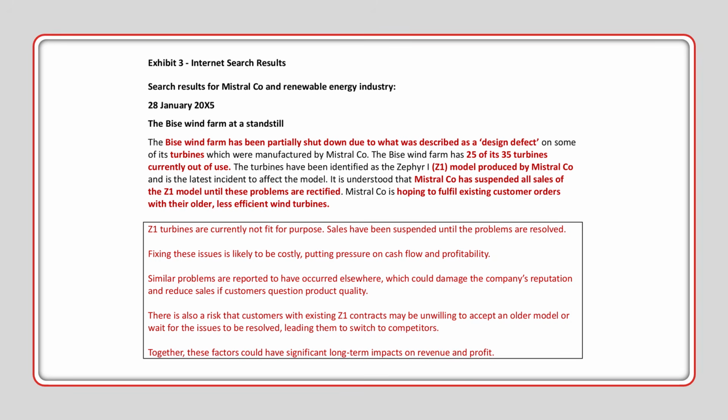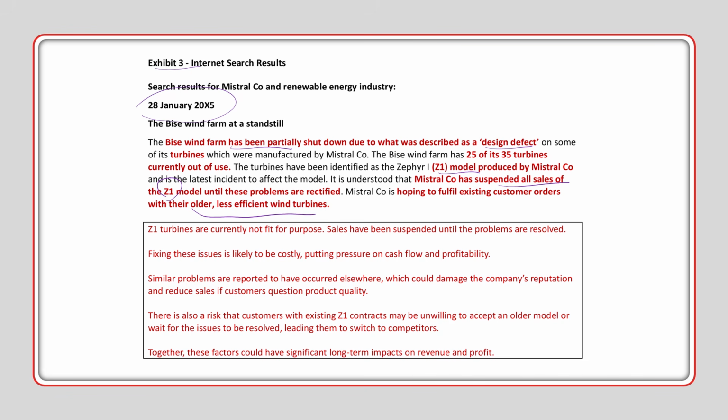There's more information given in Exhibit 3. This happened on the 28th of January. Remember, today's date is the 1st of July. So a wind farm has been shut down because there was a design defect in the Z1 model, which was produced by the client. This client has suspended all sales of the Z1 model, and they're hoping for the existing customer orders that have not yet been fulfilled, they'll be able to sell the older, less efficient turbines to them. I would say this is one of the easier business risks to describe.